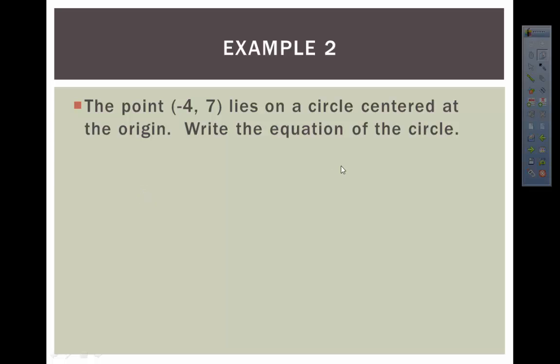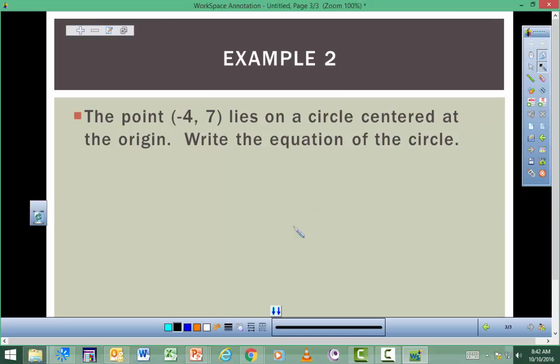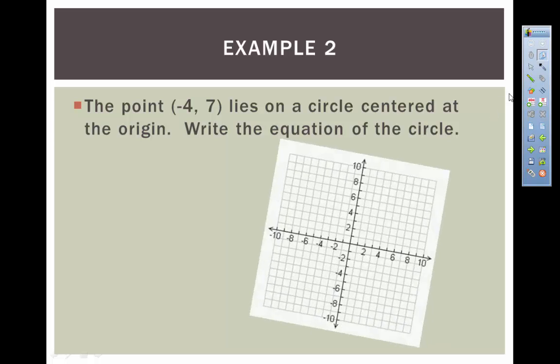This one's quite a bit harder. You actually have to think a little bit. This time they're telling us a point that's on the circle. So, where's my graph? Hang on just a second. Forgot my graph. There's my graph.